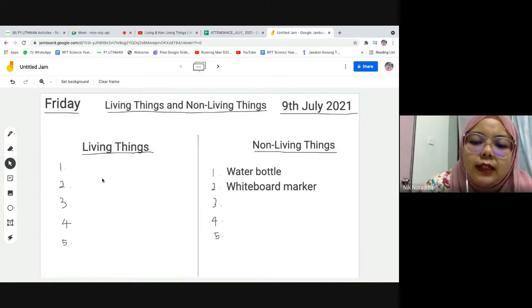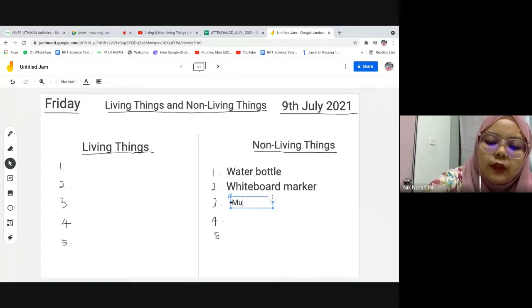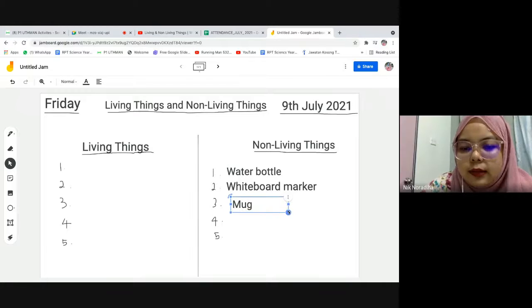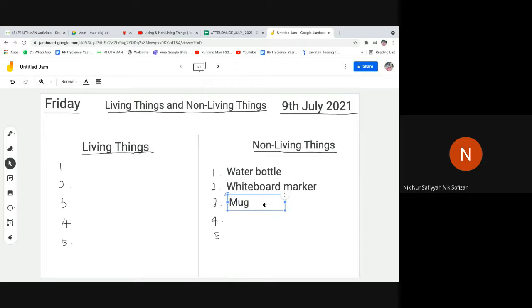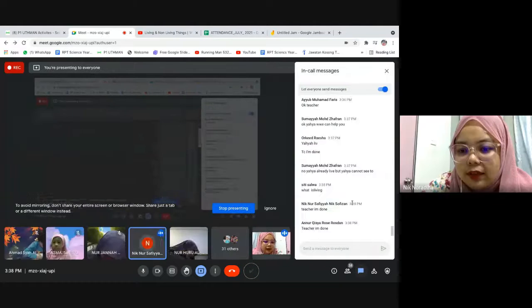Okay, so teacher has already done the whiteboard marker. Teacher has a mark with me. Look at the chat box. Say what is living. What is living things?